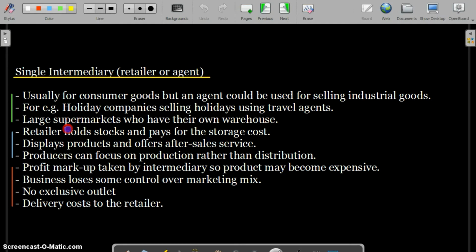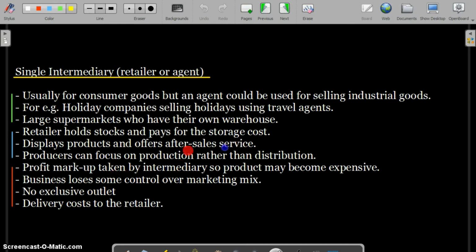As the retailer comes in, it has to hold the stocks and pay for the storage cost. In this particular method, the retailer can be described as retailer and wholesaler, because it's fulfilling both roles. These are large supermarkets, they have their own warehouse, so they buy in bulk and they sell directly to the customer. They don't have to sell it to someone else who will sell it to the customer, so they are acting as retailers as well. And they display products and offer after sales service as well. Unlike the no intermediary method, you can offer after sales service and also display the product for customers to try before making the purchase.